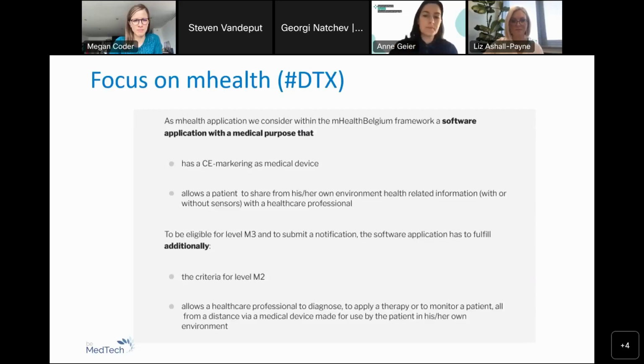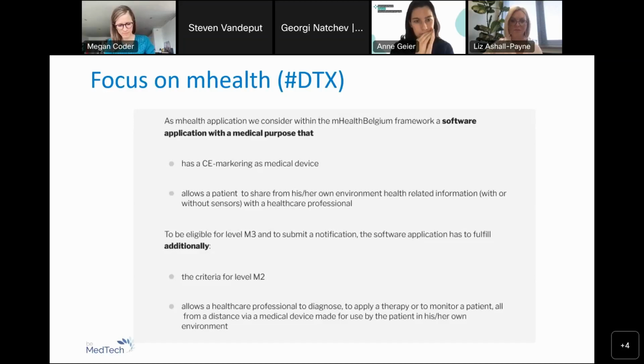by doing some pilot projects to investigate what the value of mHealth applications in our healthcare system could be. So basically, here you see the definition. It's about medical device software with a CE marking as a medical device that allows the patient to share from his home environment health-related information with a healthcare professional. It can be with or without a sensor.